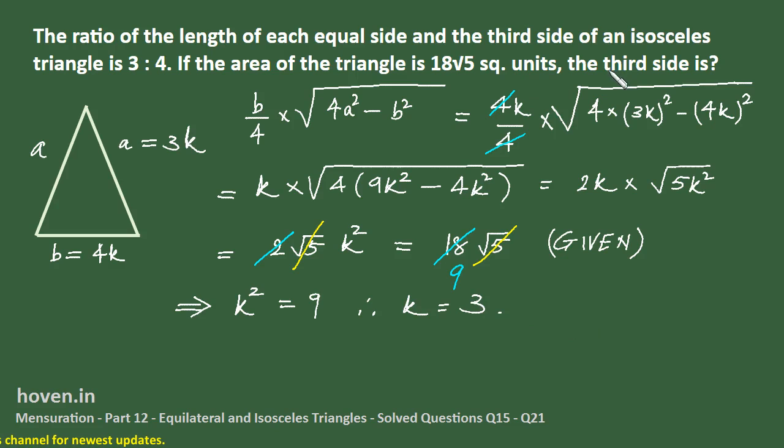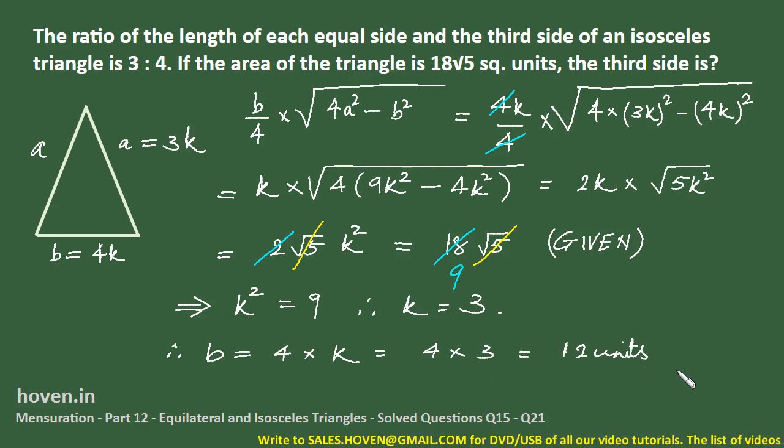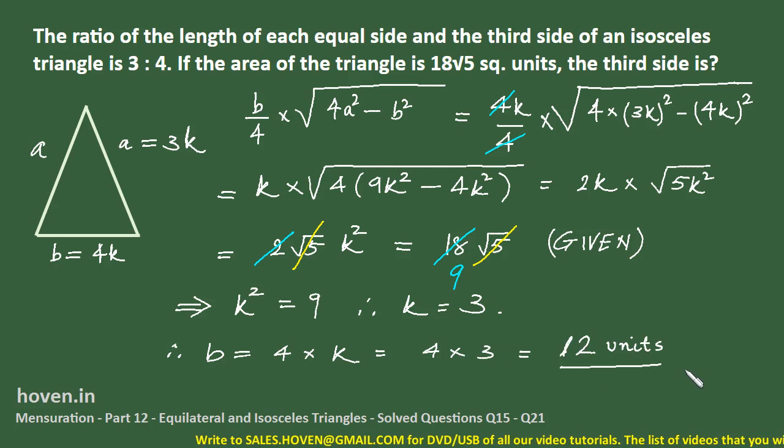We have to find out the third side, and that is B. Therefore, B is equal to 4 into k is equal to 4 into 3, which is equal to 12 units, which is the answer. Let us move to our next question now.